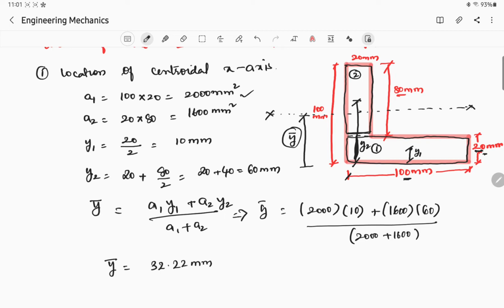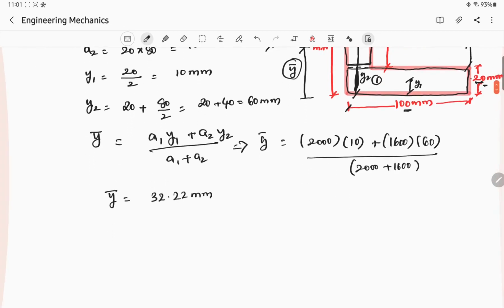32.22 mm. This is my y bar. I got the value of y bar. So the height of the centroidal axis is 32.22 mm. From here it will be 12, this is 20, no? So this will be 12.22 mm, so totally 32.22 mm.